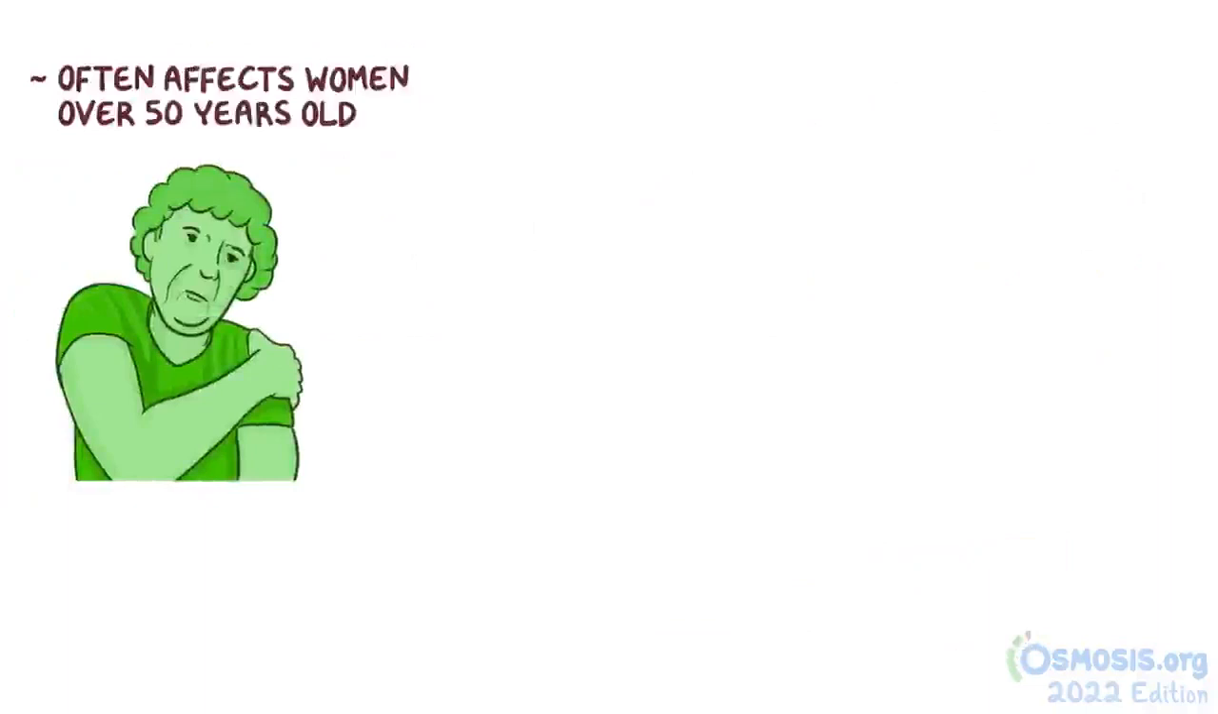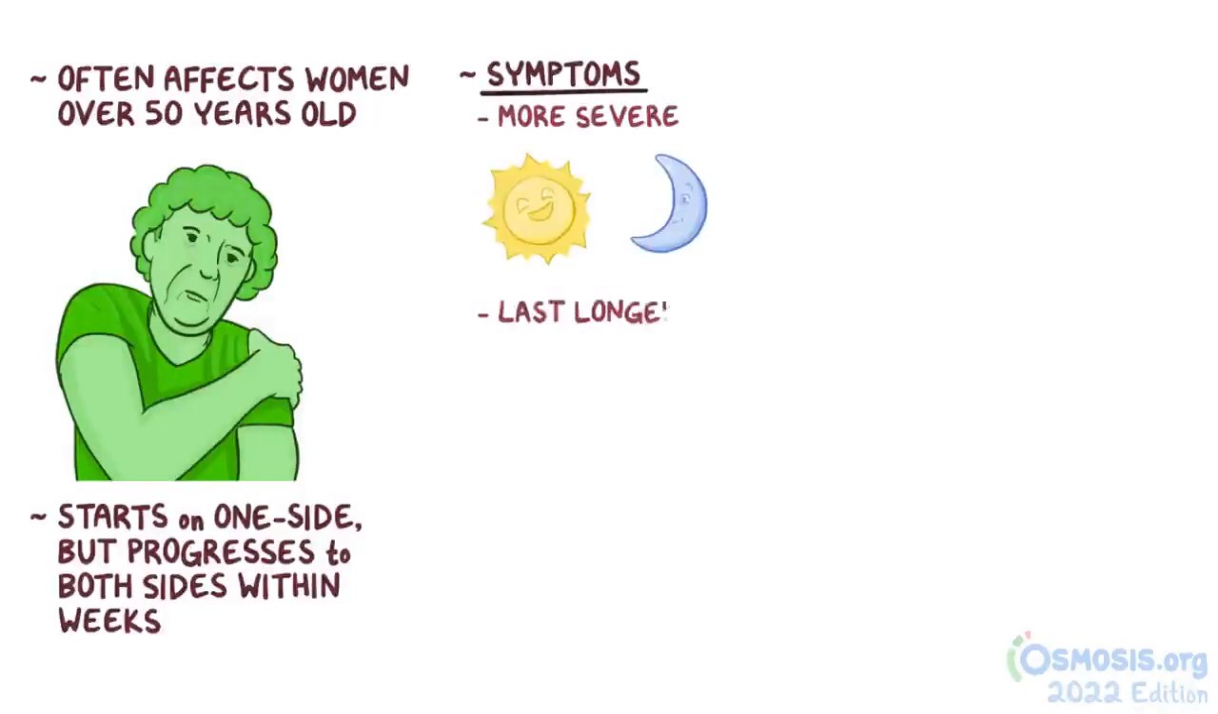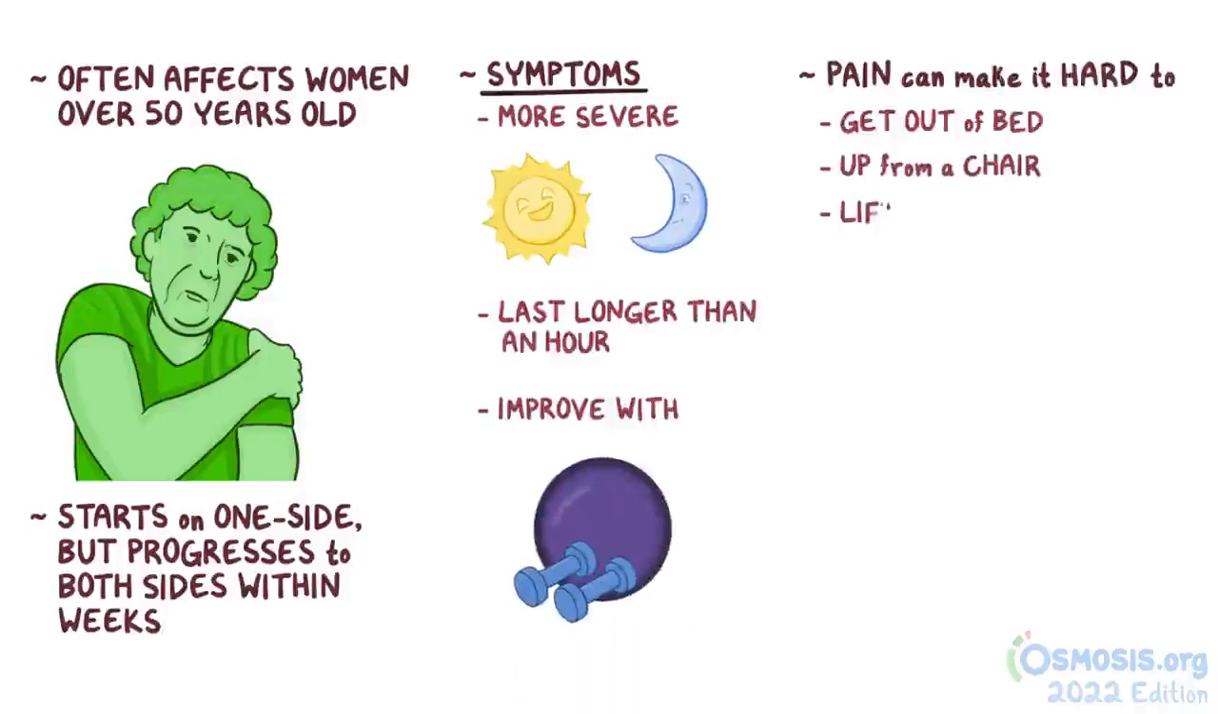Polymyalgia rheumatica often affects women over 50 years of age, and typically causes symptoms like pain and stiffness of the shoulder and hip, which often starts on one side but typically progresses to both sides within weeks. The symptoms are usually more severe in the morning and at night, often lasting for more than an hour, and they typically improve after activity. The pain can make it hard to get out of bed or up from a chair, and lifting the arms above shoulder height can be tough.